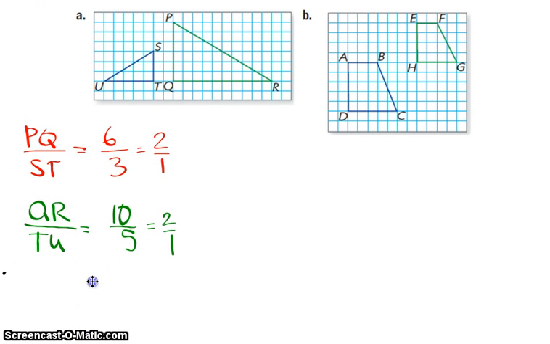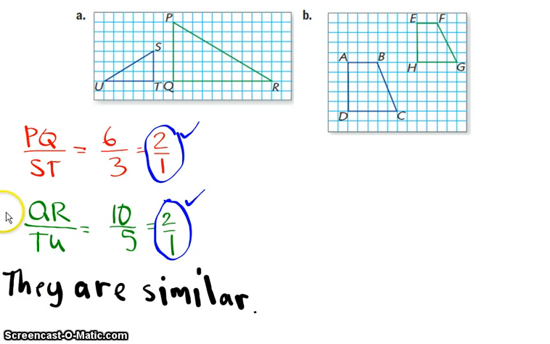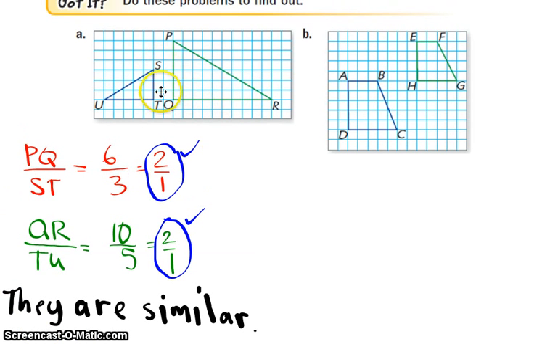Okay? Let's look at QR. So here we have QR. That has a length of 10. TU has a length of 5. Well, look, we end up with the same ratios. 2 over 1, 2 over 1. Therefore, they're going to be similar. Okay? So our answer, what transformations did we have to do? Well, we had to do a reflection first. And then we did a dilation.